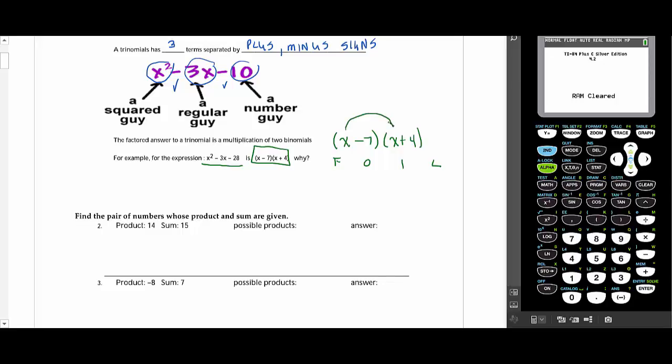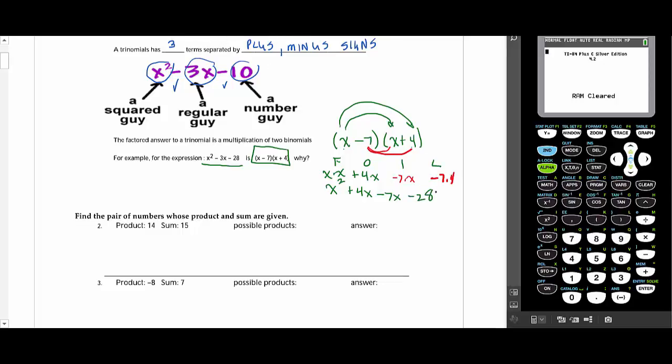So the first term means we're taking x times x, so that's going to give x squared. Anytime you multiply x by x, that's what x squared is. The outside term is going to be a positive 4 times x. And that's a positive answer, because it's a positive times a positive. So that gives 4x. Okay, the inside term is a negative 7 times a positive x. So that's going to be a negative 7x. Then for the last term you're multiplying negative 7 times 4, so that's going to be minus 28.